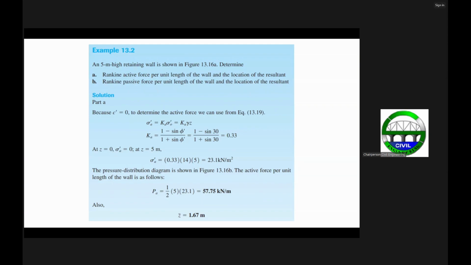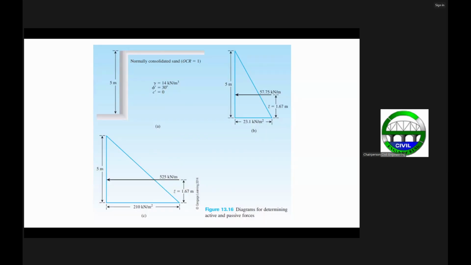Okay, so we now have another problem. You have a 5 meter high retaining wall with sand material, a normally consolidated sand with an OCR equal to 1. This granular material has a unit weight of 14 and a friction angle of 30 degrees, and an effective cohesion of zero, because it is considered a cohesionless material.